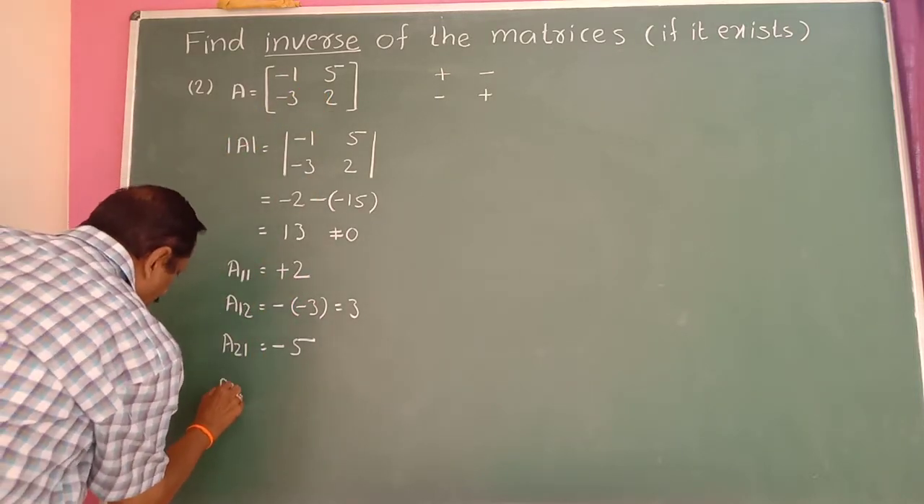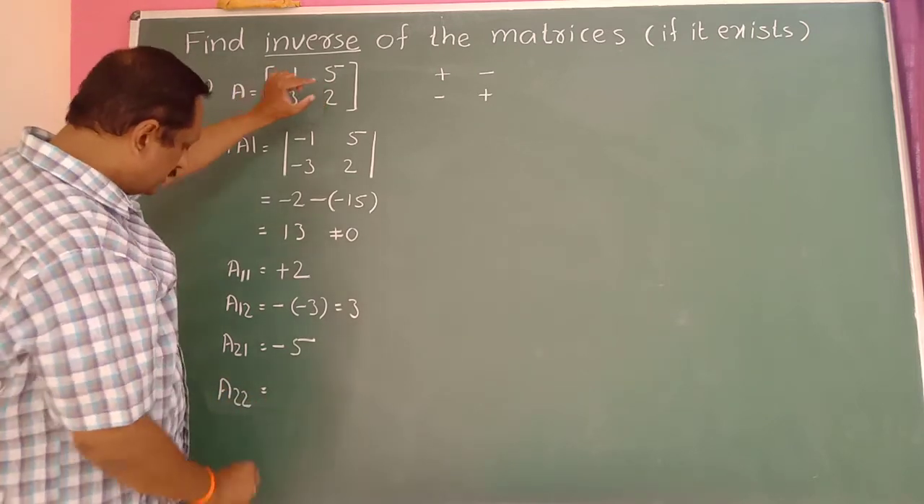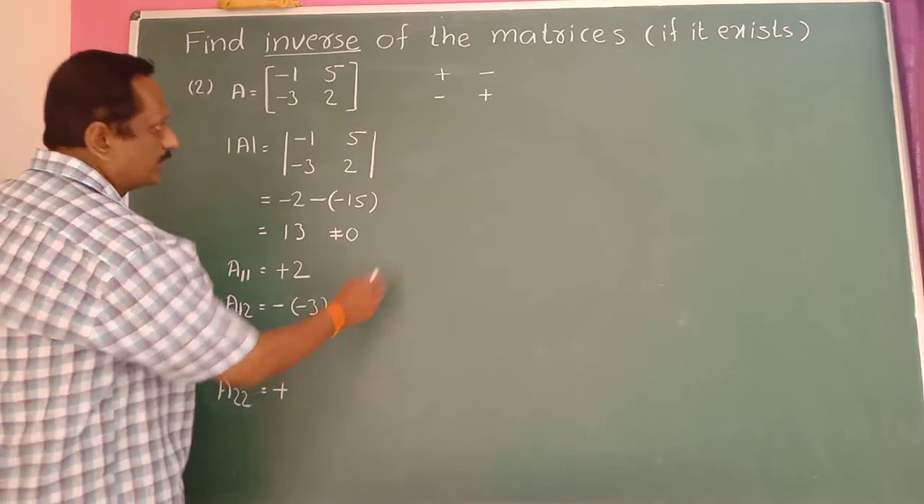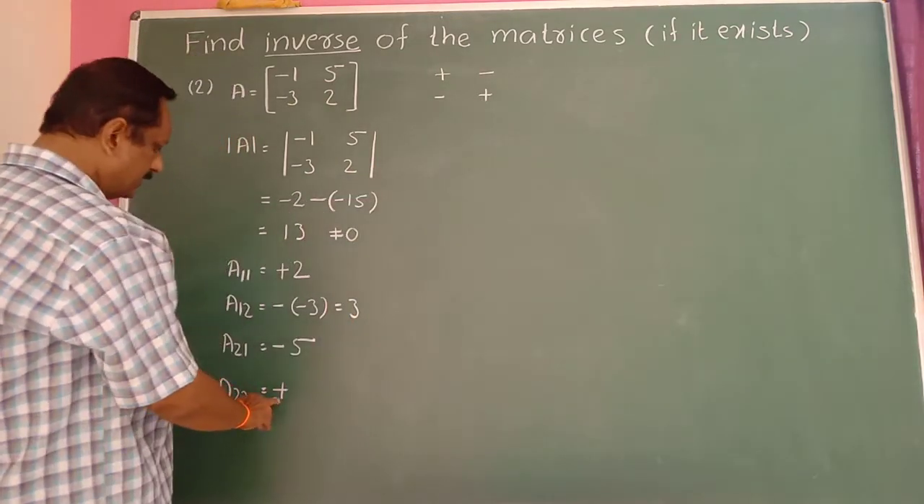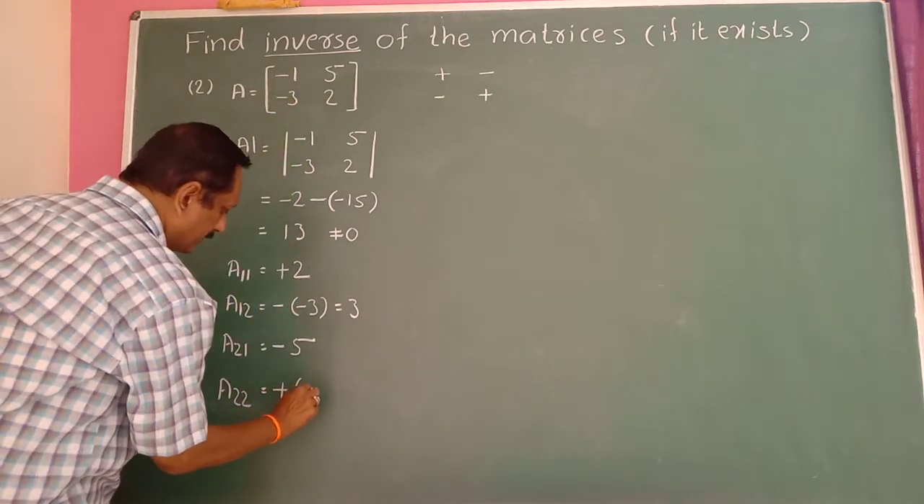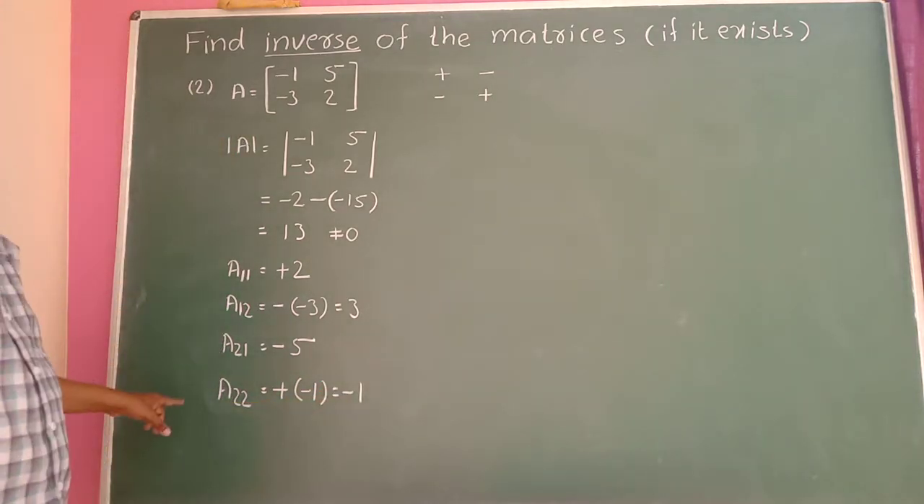Then A22. A22 means the cofactor of this element here. 2 plus 2 is 4. 4 is an even number, take plus sign here. Then deleting second row and the second column, remaining is minus 1 here. Therefore this is equal to minus 1. These are the cofactors here.